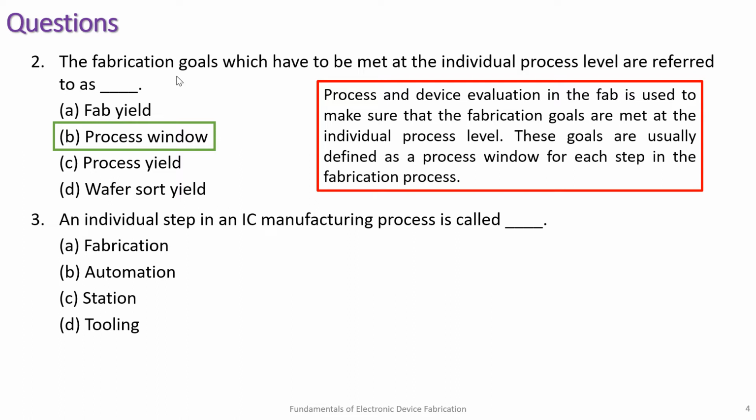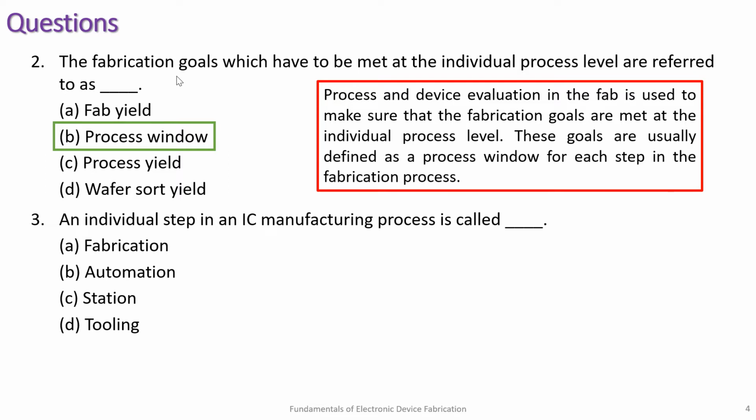Take a minute to read what is given in the box so that you get a better understanding. Process and device evaluation in the fabrication is used to make sure that the fabrication goals are met at individual process level. These goals are usually defined as a process window for each step in the fabrication process. I hope that's clear for all of you. Now we'll move on to the next question.